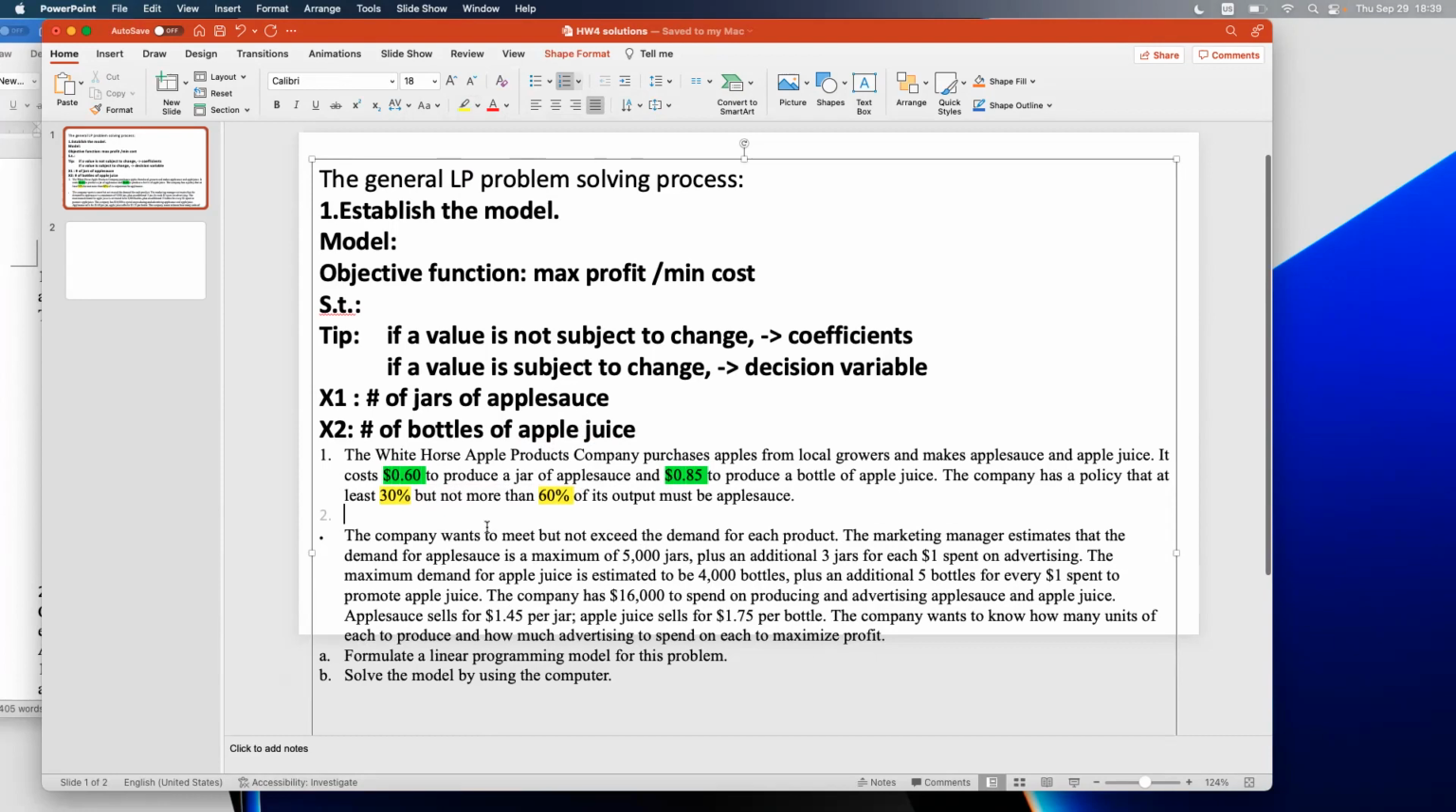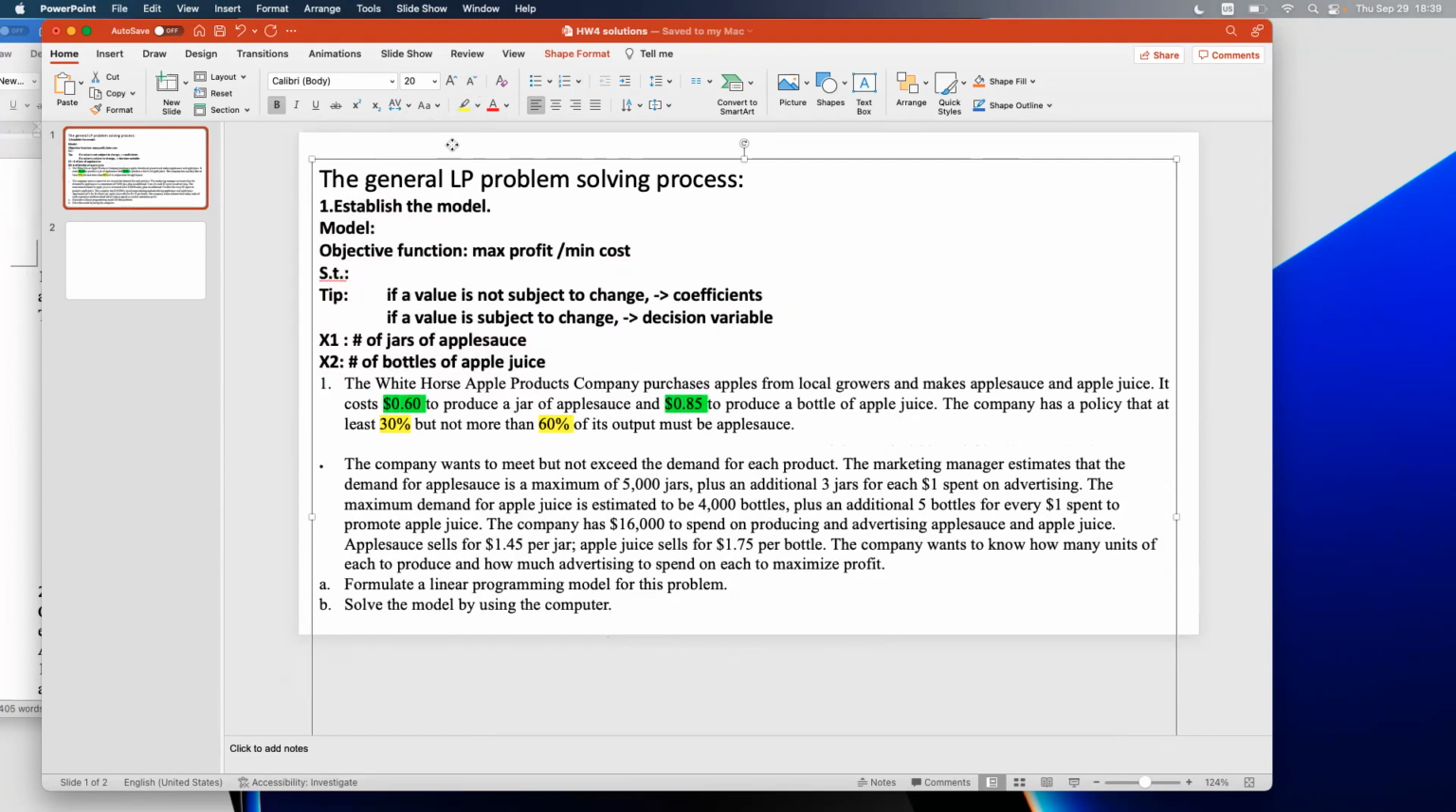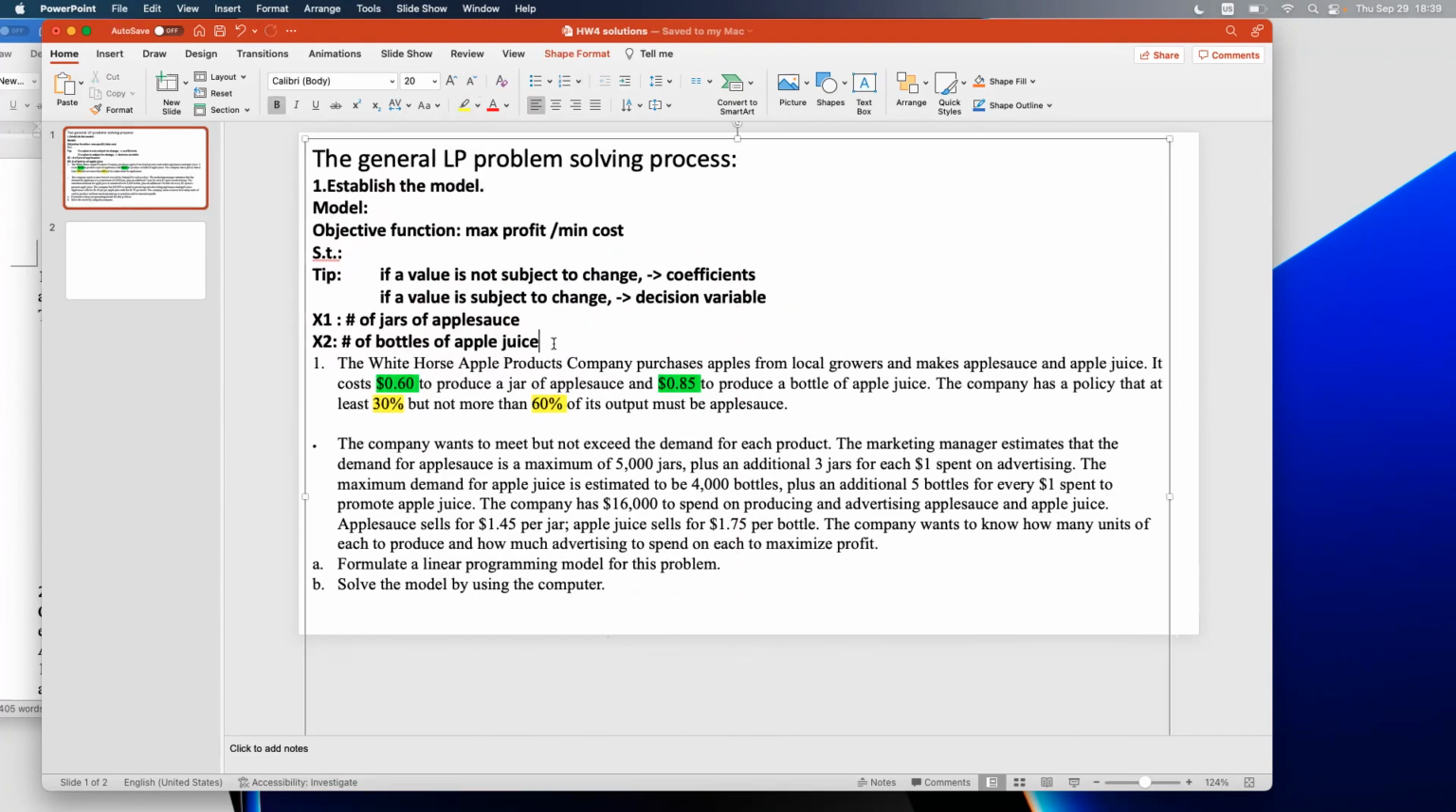Okay, so continue reading through this. Maybe that's too large. Okay, that's the first paragraph. We know two decision variables, two coefficients, and maybe two constraints. The second paragraph: the company wants to meet but not exceed the demand for each product. So you can have a shortage, but not exceed the demand.